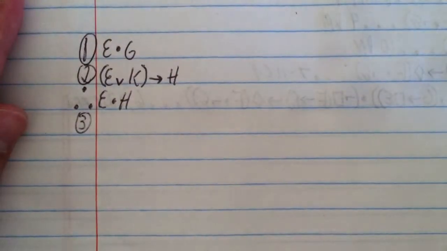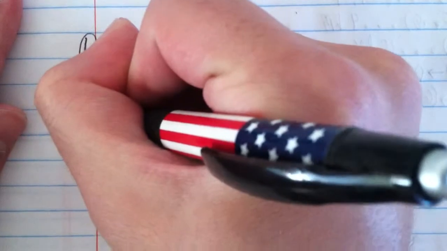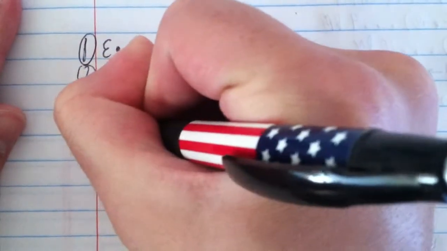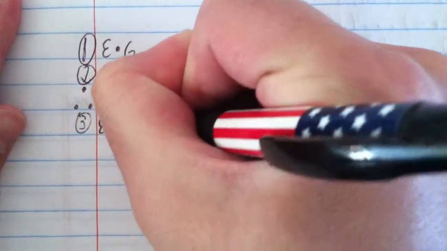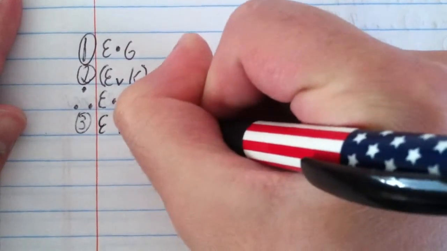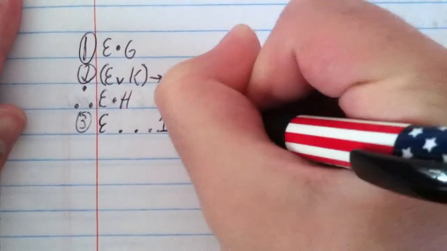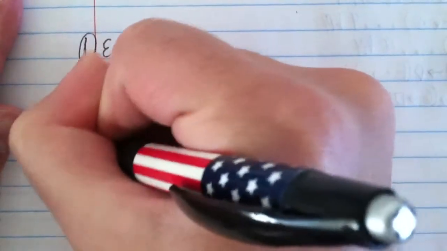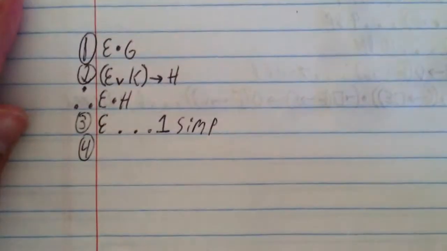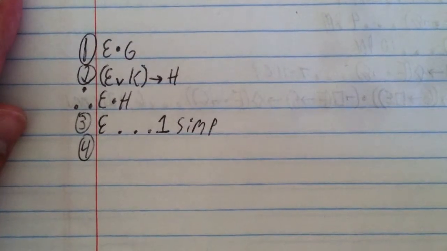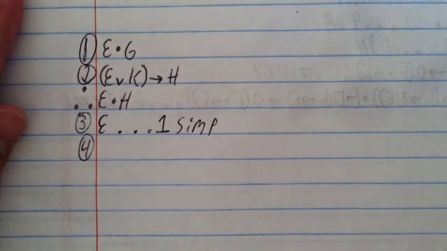So if we have E and G, then obviously E itself is true. And this we get by simplification, line 1. Now another deduction that we can make is that if E is the case, then E or K is the case. That's a rule called addition.